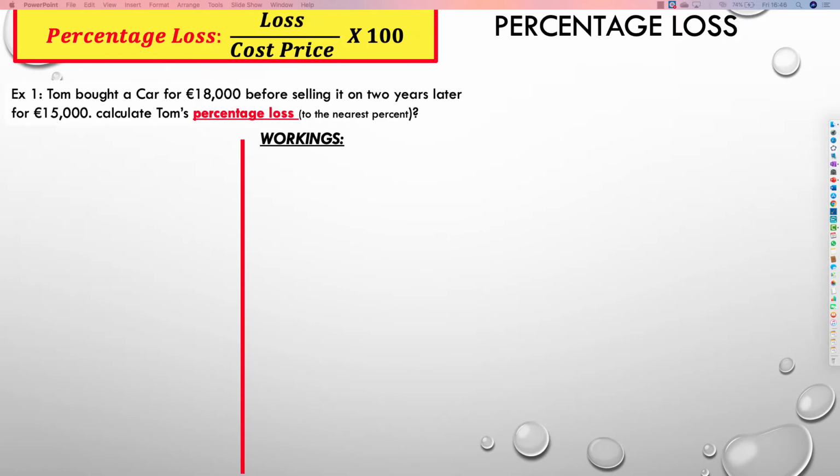Right, percentage loss. Tom bought a car for 18,000 before selling it on 2 years later for 15,000. Calculate Tom's percentage loss. Another little thing that's important to remember, percentage loss is loss over cost price. So the only difference here is he's losing money, not gaining money.